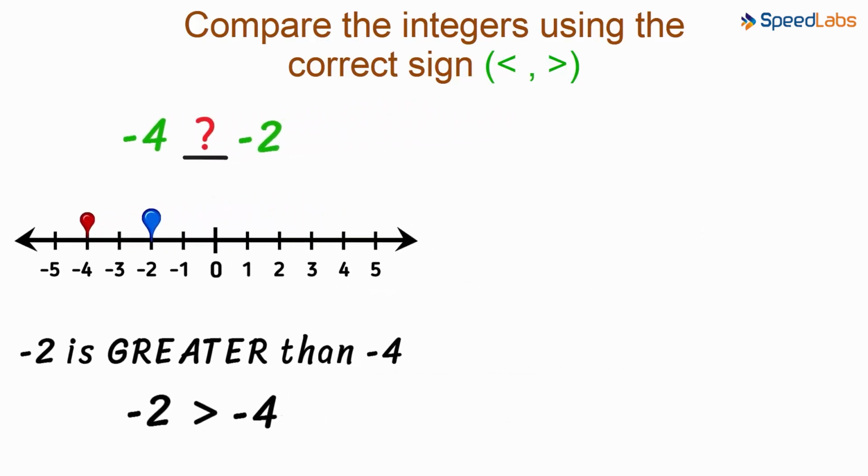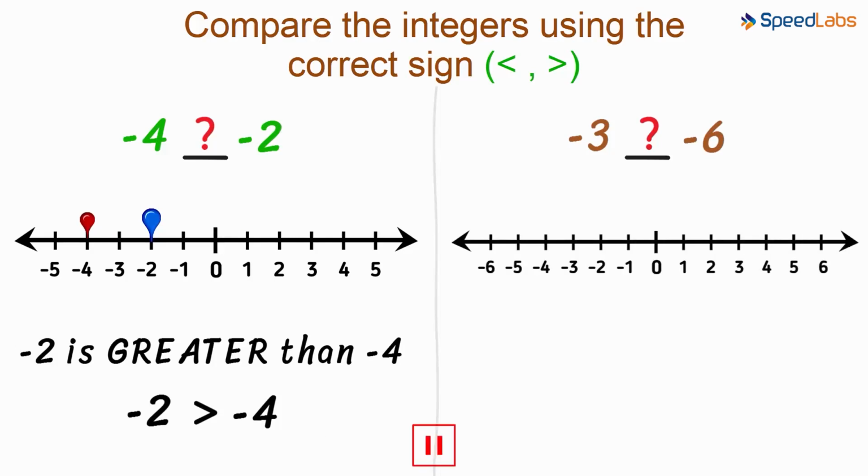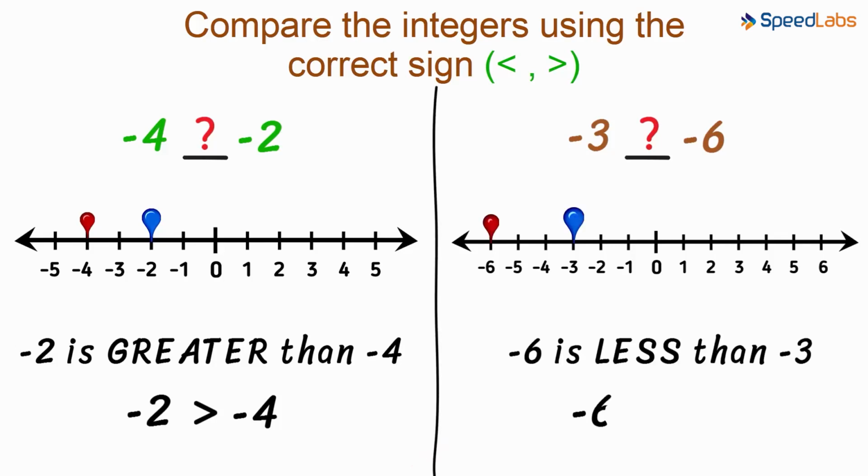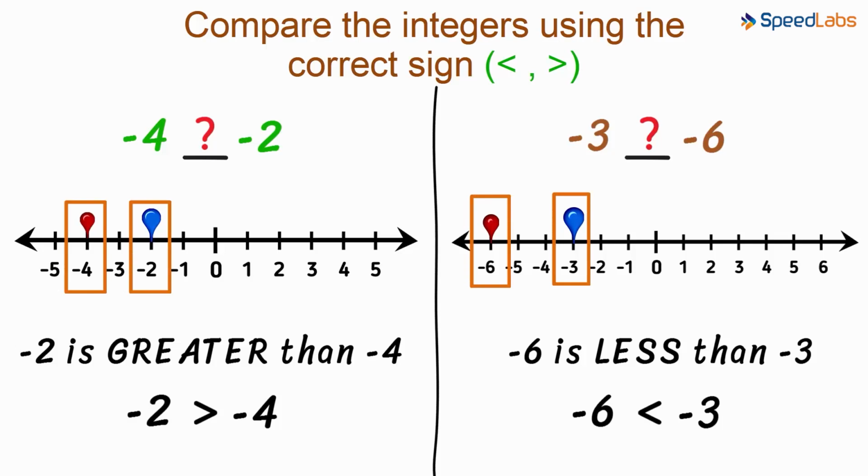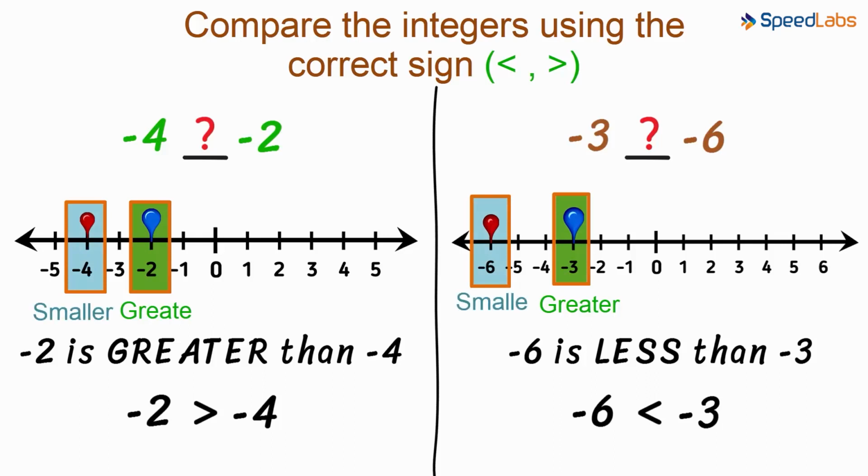Likewise, can you compare -3 with -6? Which one is lesser in value? That's correct. -6 is less than -3. Understand this well. The order of integers is such that the one on the right is always greater than the one on its left, and the one on the left is always smaller than the one on its right.